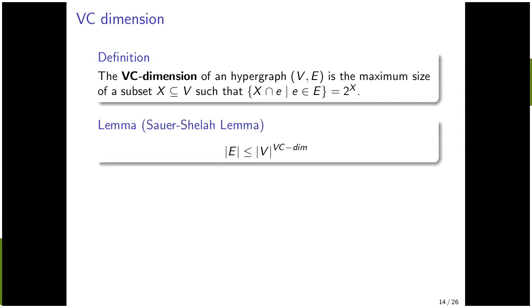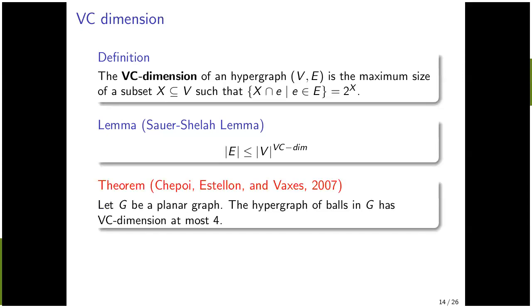And a very fundamental property of VC dimension is the Sauer–Shelah lemma, which says that the number of edges is always at most the number of vertices to the VC dimension. So now we will apply this on the hypergraph of balls in a planar graph. So consider G a planar graph, and consider the hypergraph where the hyperedges are just all the balls of all the radii possible. Then there is this theorem which says that this hypergraph has VC dimension at most 4. It's not very hard to prove.